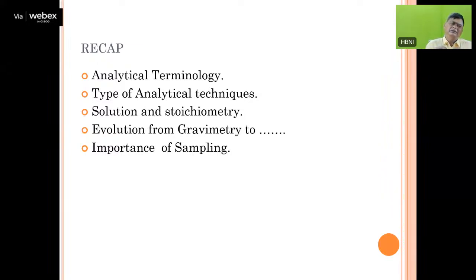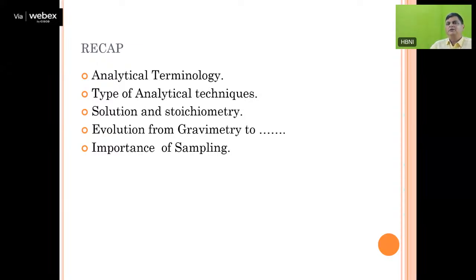Then we have seen the evolution from gravimetry to colorimetry. See, all these techniques have one drawback or another, and in those few PowerPoints we have seen that the drawbacks of one had to be avoided by the other. This is how analytical chemistry progressed from gravimetry to colorimetry, and finally to spectrophotometry, and now we even talk about single atom analysis.